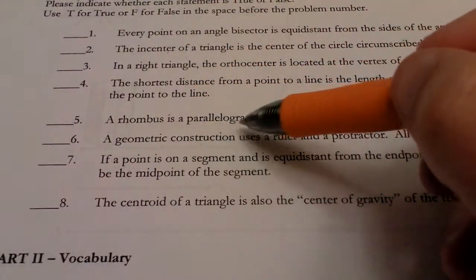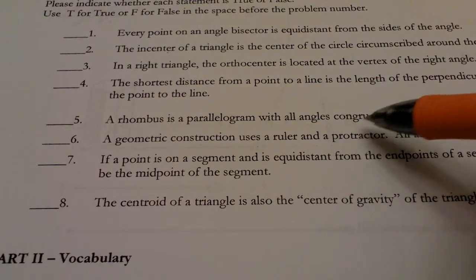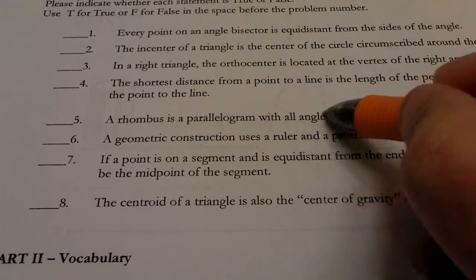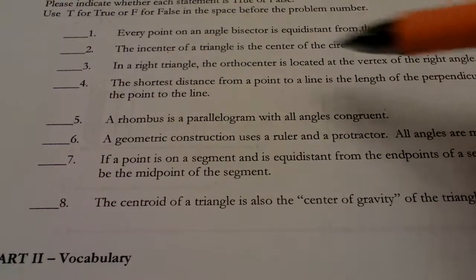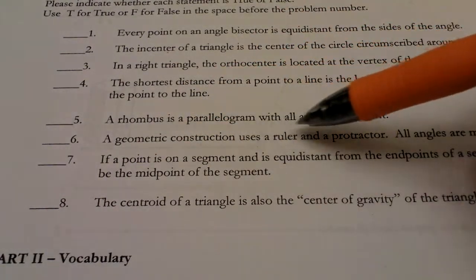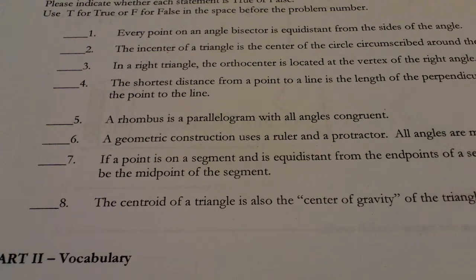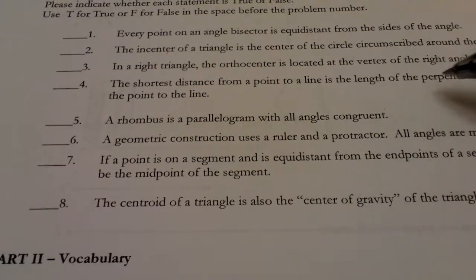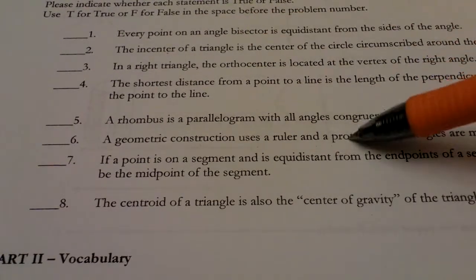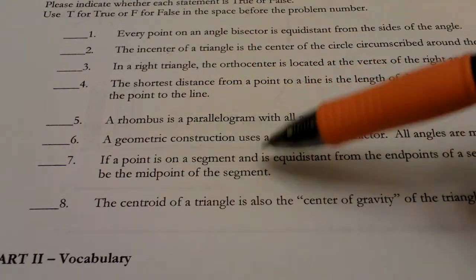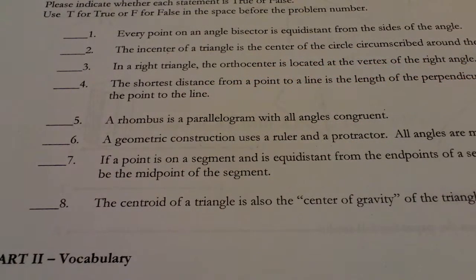A rhombus is a parallelogram with all angles congruent. Actually, all sides congruent, so that is false. A geometric construction uses a ruler and a protractor. All angles are measured carefully. No, that's a drawing. Drawings use rulers and protractors and measurements. Constructions use only a compass and a straight edge, and there is no direct measurement with numbers. So that one's false. If a point is on a segment and is equidistant from the endpoints of a segment, it must be the midpoint.